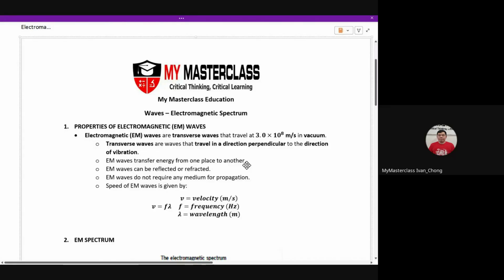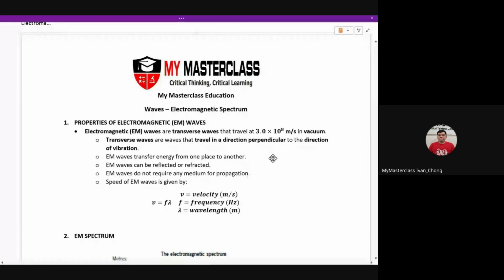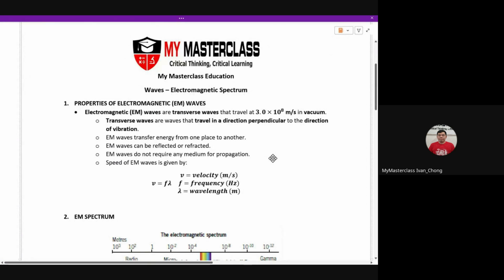Okay, next we'll learn about the chapter on the electromagnetic spectrum. Electromagnetic waves are actually a group of transverse waves. If you don't remember what a transverse wave is, your wave motion is going to be perpendicular to your particle motion. This is the definition of a transverse wave.